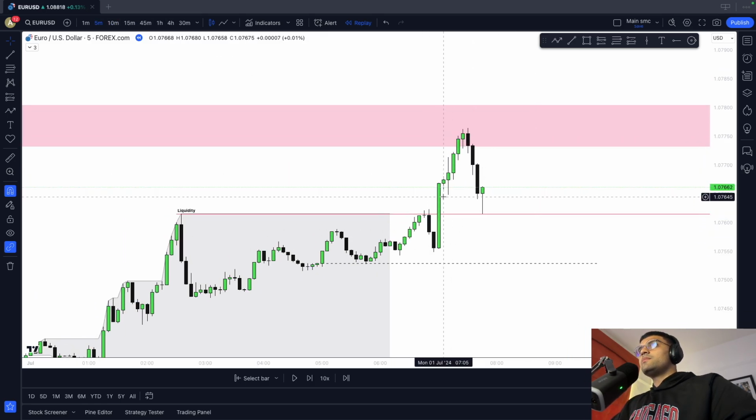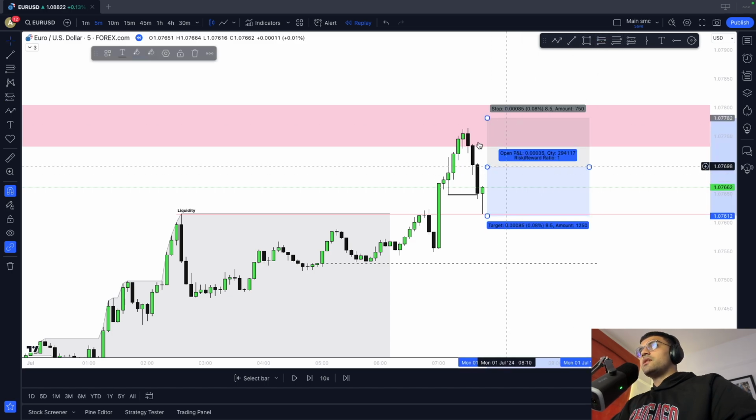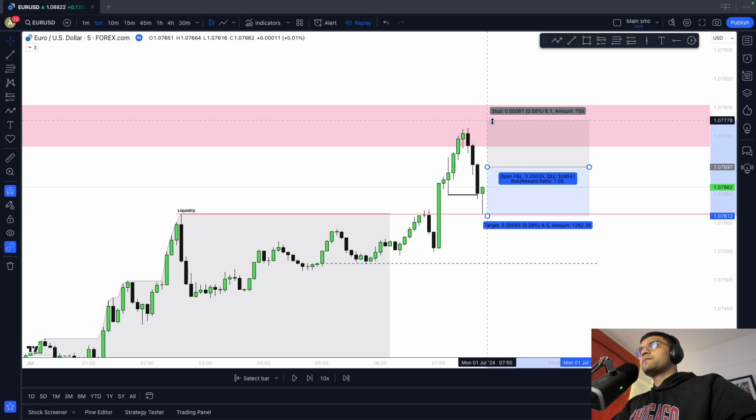We're coming up, swing low right there. So that is my change of character. Plus we have imbalances to enter off as well. But for the sake of the video, I'm just going to enter right there. We'll go with a 9 pip stop, or we can go 8 pips as well.